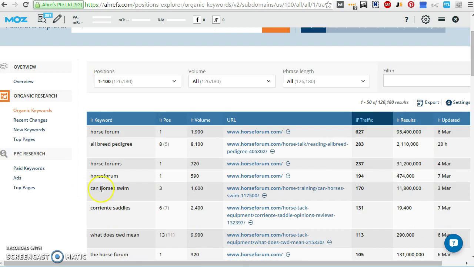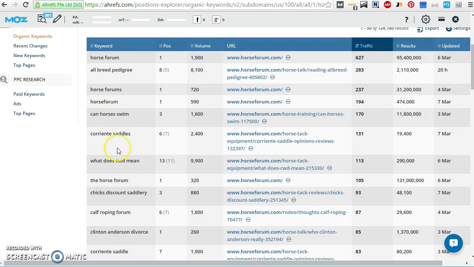So, can horses swim? Who knows? But somebody's asking that question. 2,400 people are asking that question. Or I'm sorry, 1,600 people are asking that question. Something you could write about for sure. And this wouldn't necessarily be a long article, right? Could be 500 words, 1,000 words, something in there.